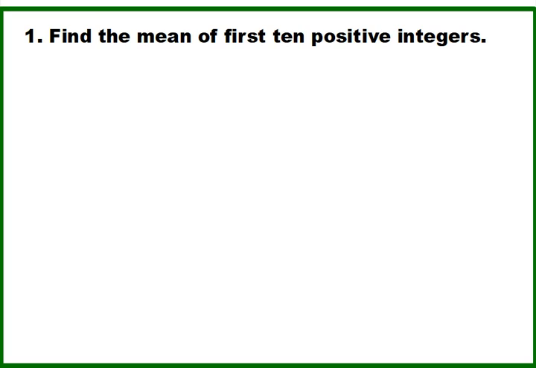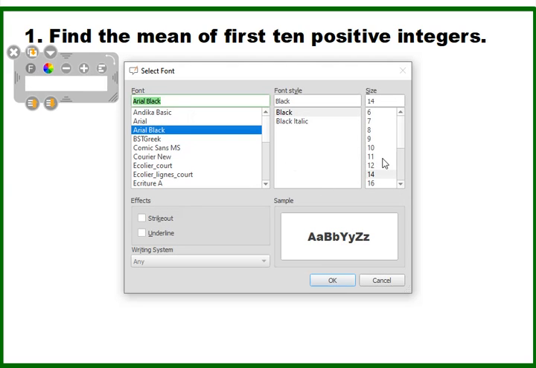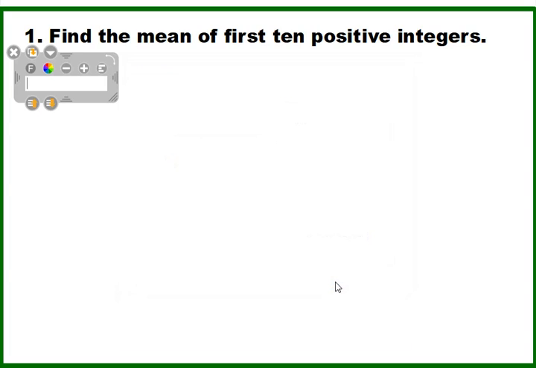So in our first question we have: find the mean of the first 10 positive integers. So let's first write our data set. We are given the data set in words, so let's write it numerically. If we're working with positive integers, we won't count 0 because 0 is neither negative nor positive. So we start on 1.